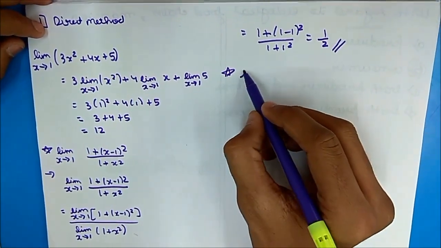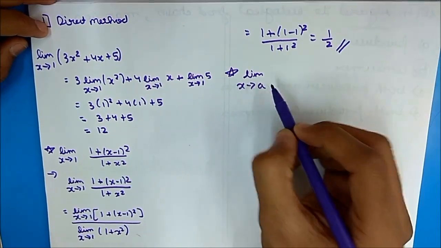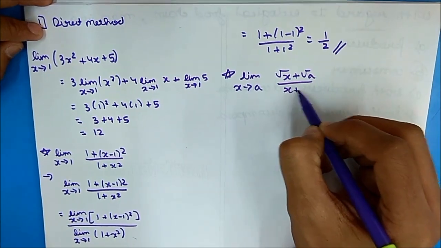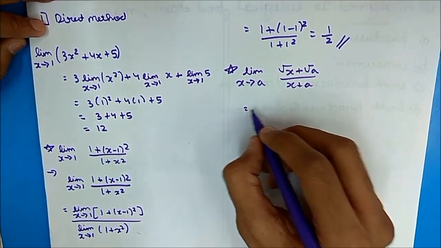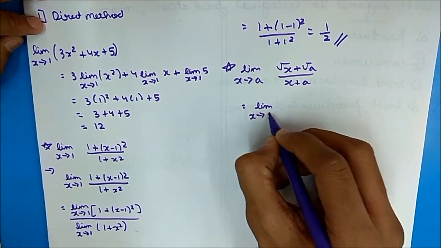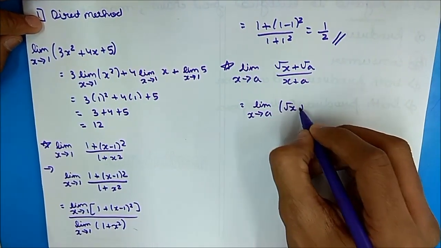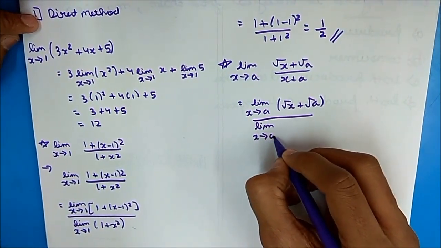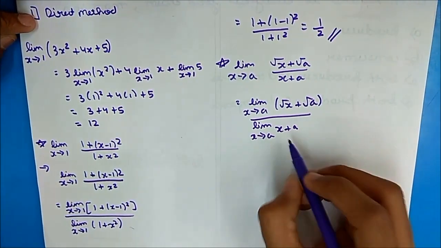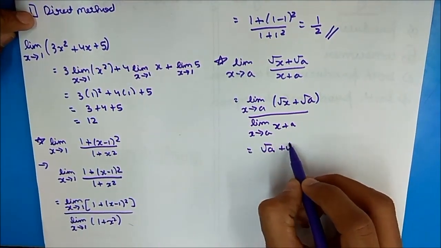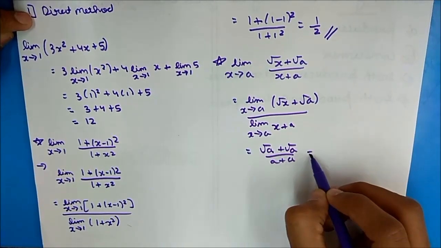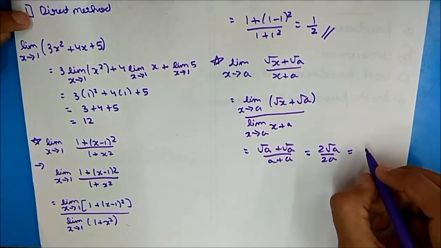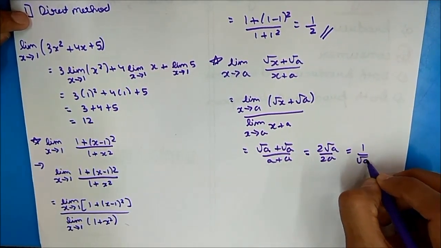Another example we'll take is limit x tends to a, root of x plus root of a upon x plus a. The answer will be limit x tends to a, root of x plus root of a upon limit x tends to a, x plus a, that is root a plus root a upon a plus a, that will give 2 root a upon 2a, and the answer will be 1 upon root a.